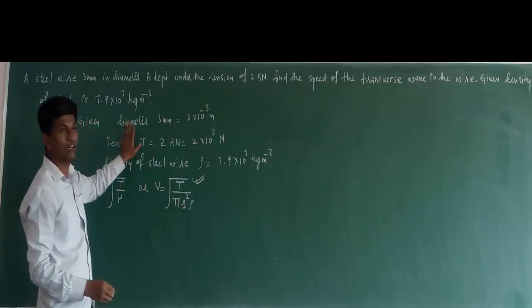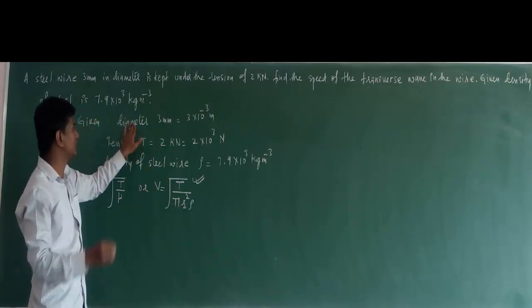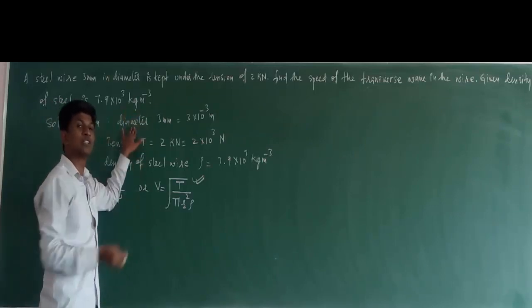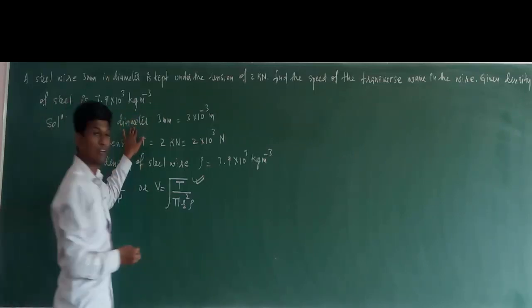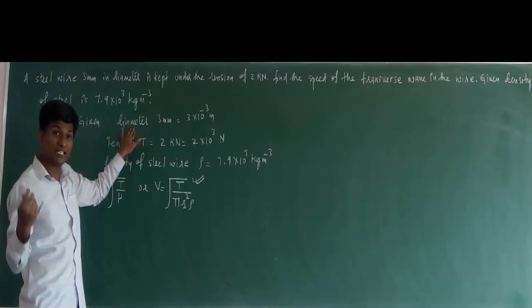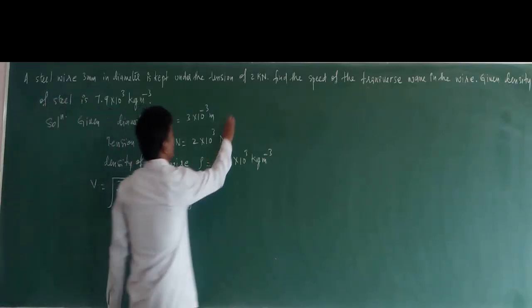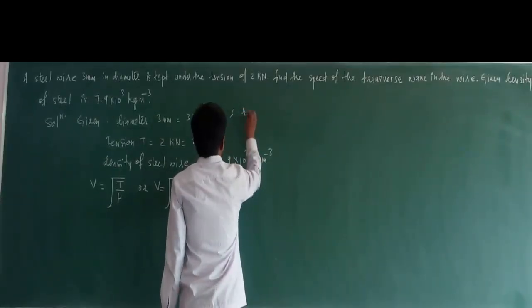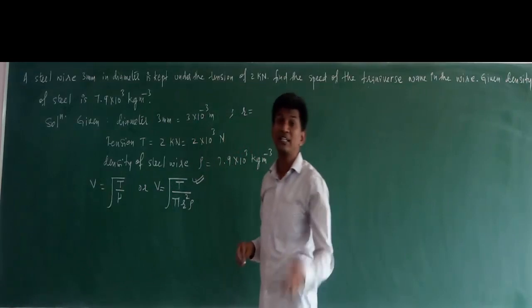So first we have to convert the diameter of the steel wire into the radius of the steel wire. How can you calculate radius with the help of diameter? You use the basic formula, where radius is nothing but half of the diameter.